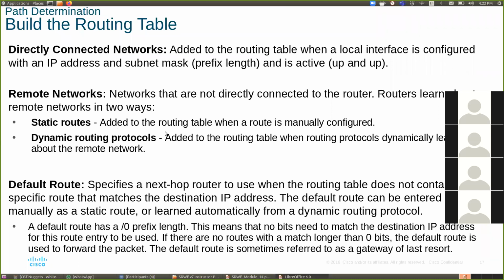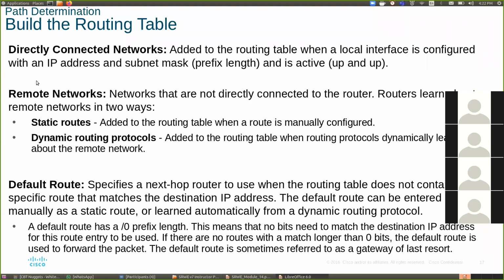How do we build a routing table? Like I told you, the routing table is a table that has entries of networks that your router is able to learn. Either the network is directly connected to the router, or it is statically configured, or it is dynamically learned. You can see these are the three.